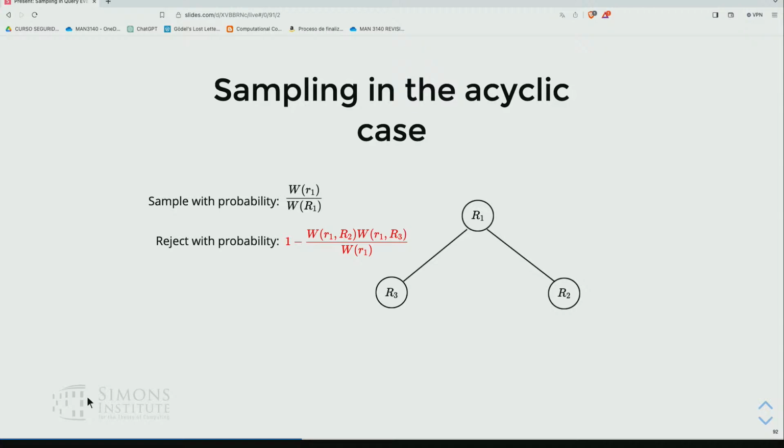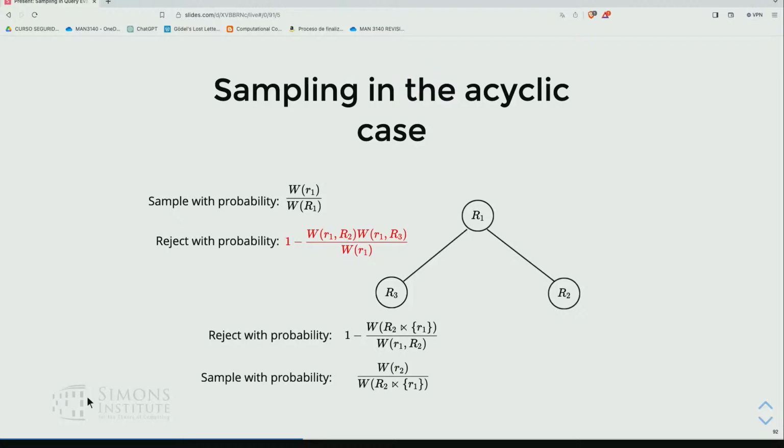We know this quantity is actually a probability because we know that this is smaller or equal than this value here. And as expected, actually this should be R2 and this should be R3. There is a typo here. Because here you are sampling considering, okay, I already sampled this tuple R1, I consider the semi-join, how big is that? And I compare with the size of the whole set.